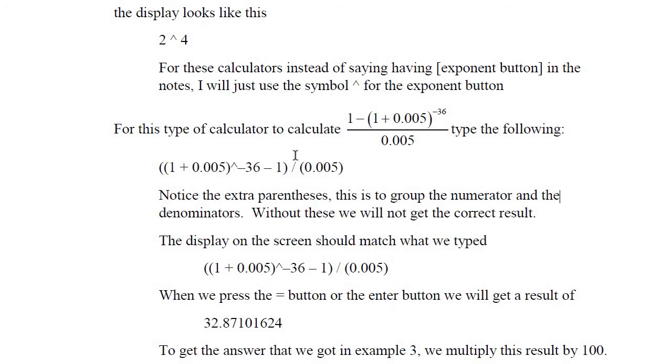And then again, the display will look exactly like what you typed in. And then when you push your enter button or your equals button, you'll get 32.87101624. And then to get the answer that we got in example 3, we multiply by 100.